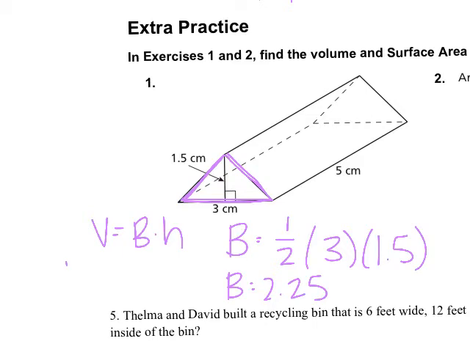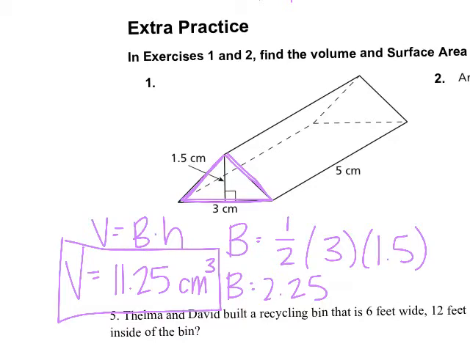Now we are just going to multiply that base times 5. What do you get? What is it? 11.25? Okay. So 11.25, and our units are cubed, so we are going to put centimeters cubed. That would be the volume of that prism right there. All right. Let's do surface area. We need the perimeter of the base times the height plus 2 times the area of the base.